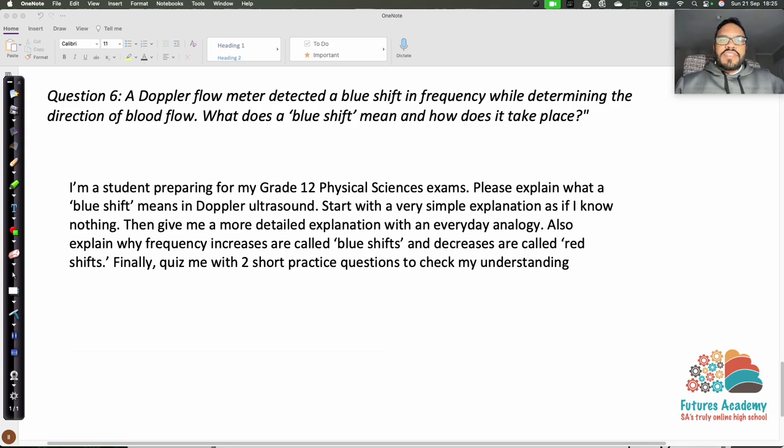Okay, so students, now for this particular question, I'm not going to teach you. You can see the question says a Doppler flow meter detected a blue shift in frequency while determining the direction of blood flow. What does a blue shift mean and how does it take place?